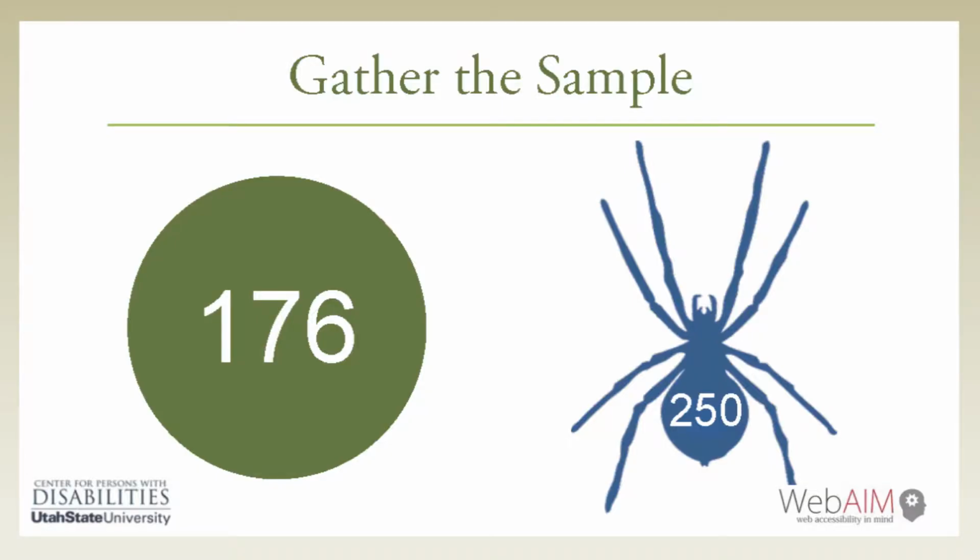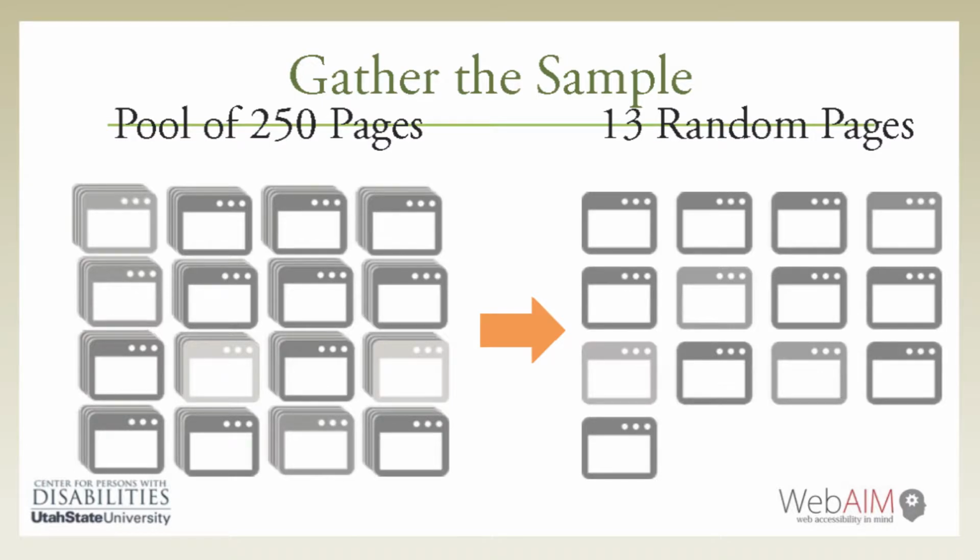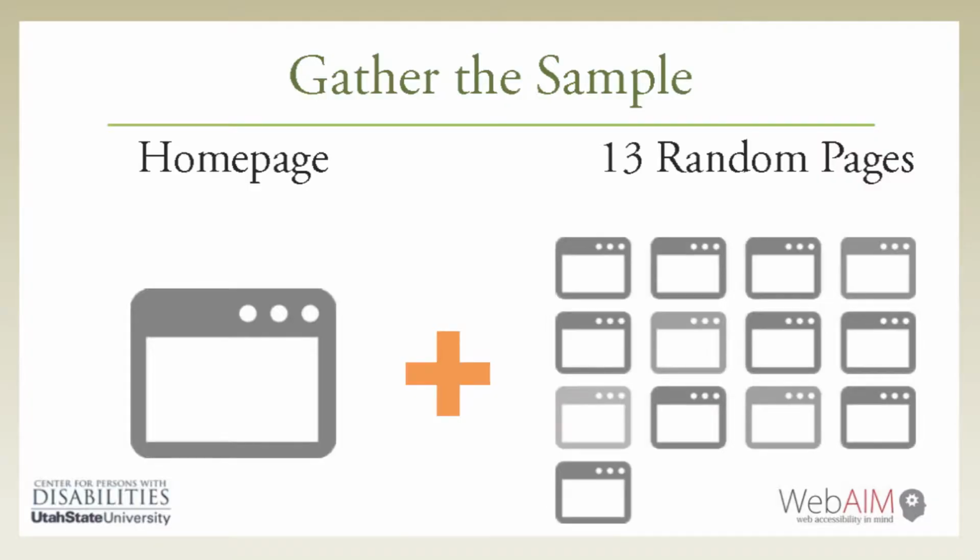So we spidered using some freeware out there, an engine that collected 250 pages. And it was the regex filter, if any of you happen to know what that is. So we had the 176 organizations. We spidered 250 pages for each of them, and for each of those pools of 250 pages, using a random generator, we selected 13 random pages. Now 13 is a very strange number, but that's because we also added the home page. So we ended up with a sample for every unique organization of 14.